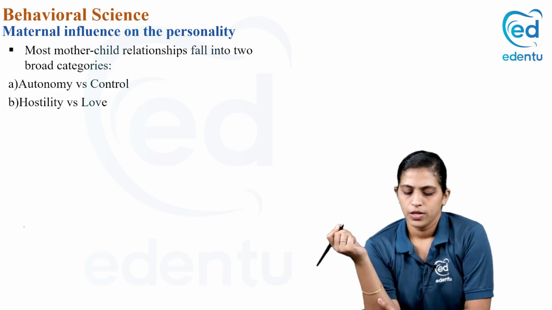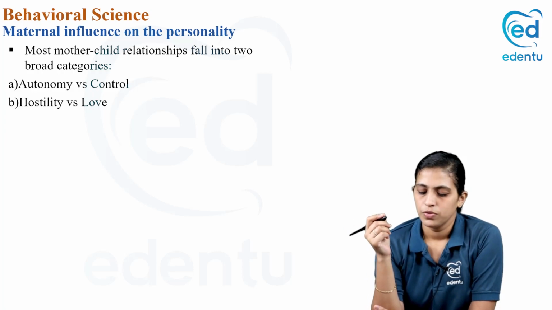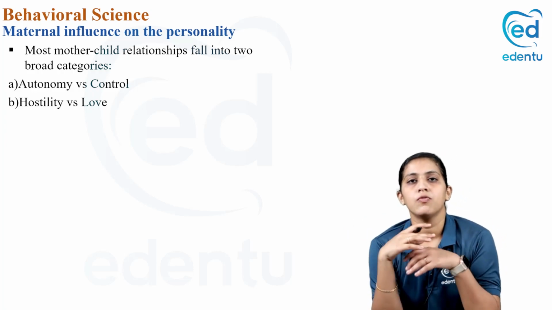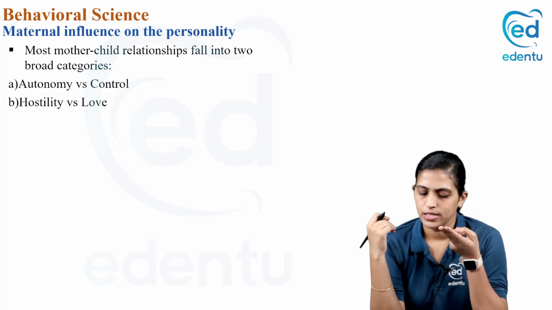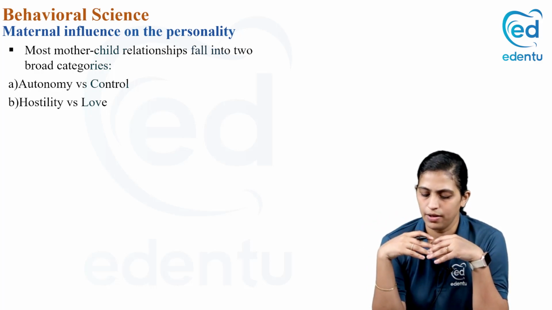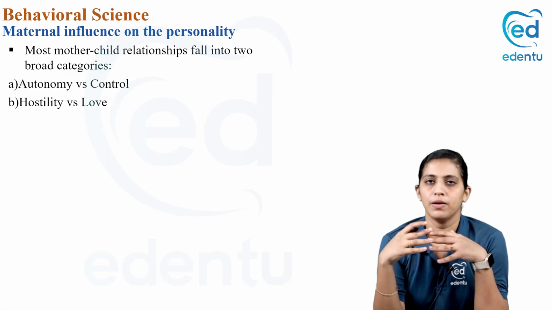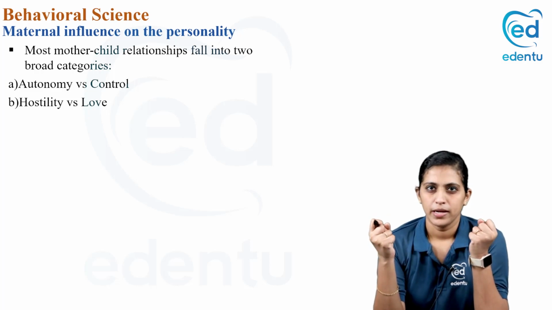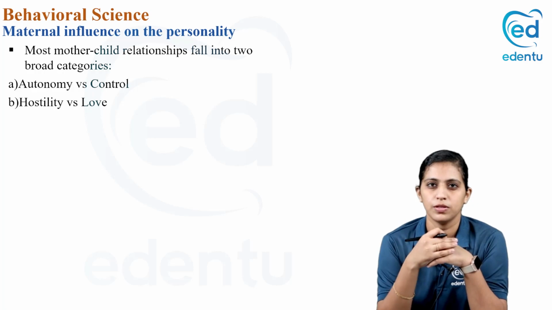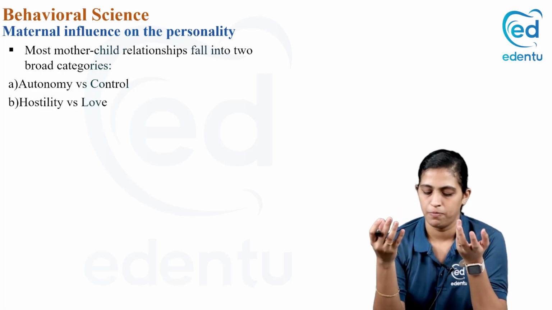Now looking into the maternal influence on the personality of the child. We should know that the mother-child relationship mainly falls into two categories. That is autonomy versus control, and the other one is hostility versus love. Autonomy is when the mother leaves the child to grow and develop properly. In control, the mother places very hard control or boundaries on the child, and the child is not able to develop properly.